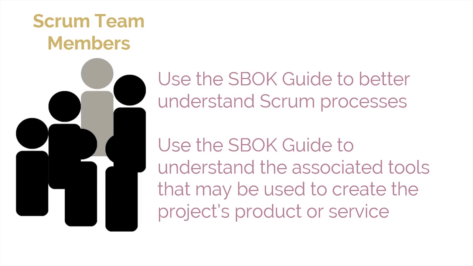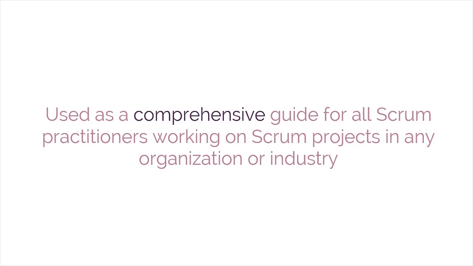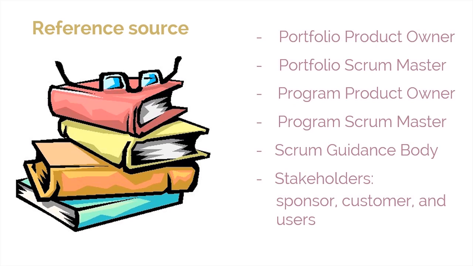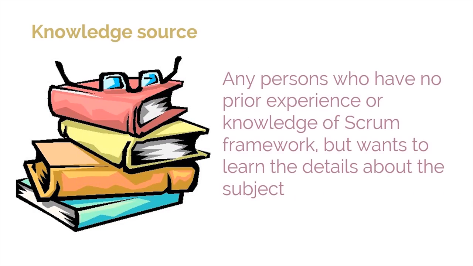SBOK Guide is valued in other aspects as well. It is used as a comprehensive guide for all Scrum practitioners working on Scrum projects in any organization or industry. It is a reference source for anyone interacting with the Scrum Core team, including, but not limited to, the Portfolio Product Owner, Portfolio Scrum Master, Program Product Owner, Program Scrum Master, Scrum Guidance Body, and stakeholders, such as the sponsor, customer, and users. And it is a knowledge source for any persons who have no prior experience or knowledge of Scrum framework, but want to learn the details about the subject.